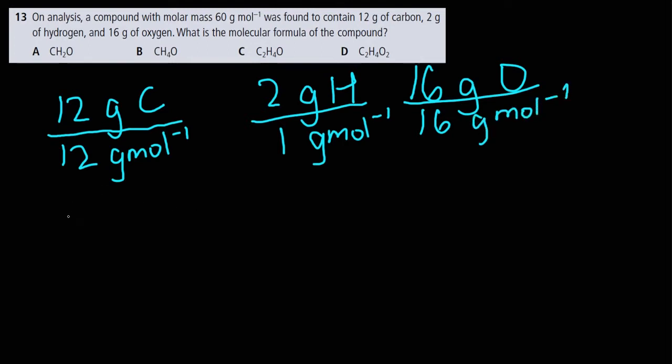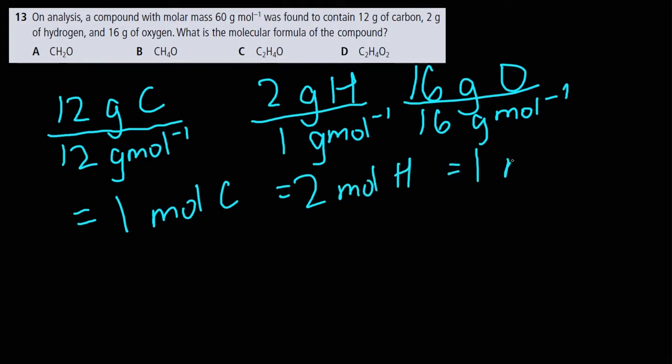And so then our empirical formula will have 1 mole of carbon, 2 moles of hydrogen, and 1 mole of oxygen, which we can represent as CH2O. Now, if we want to find the molecular formula, we would want to find the molar mass of this compound and then find what we have to multiply by to get 60 grams per mole.